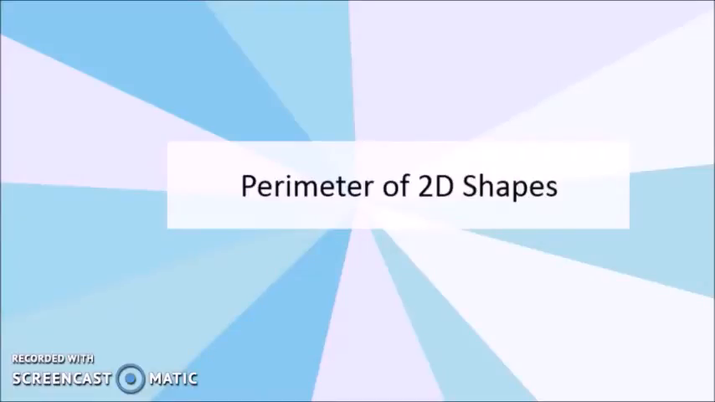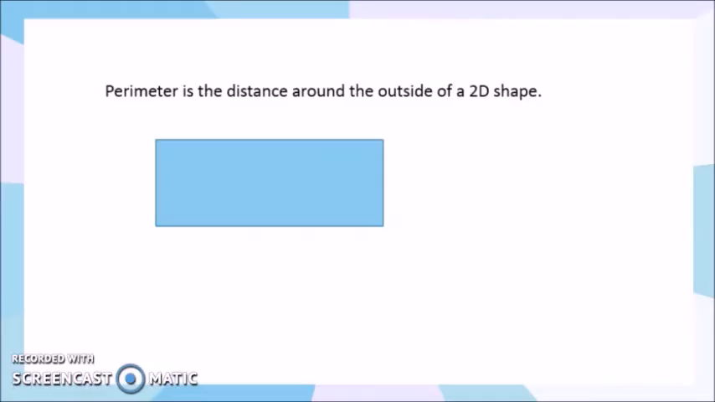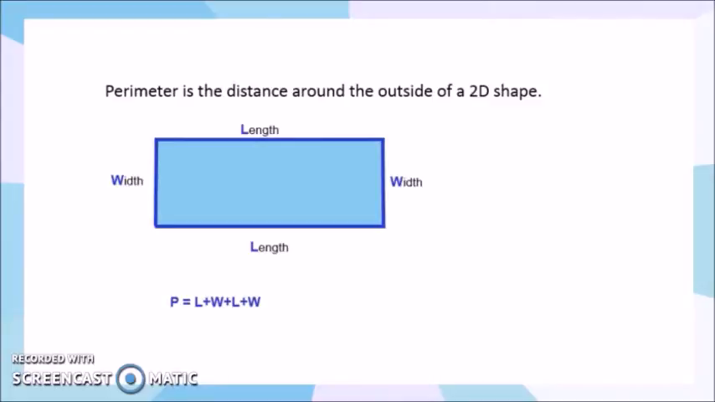In this presentation, you will learn how to calculate the perimeter of 2D shapes. Perimeter is the distance around the outside of a 2D shape. To calculate perimeter, you add the lengths of the sides together. Perimeter is a line and it is measured in millimeters, centimeters, meters or kilometers.